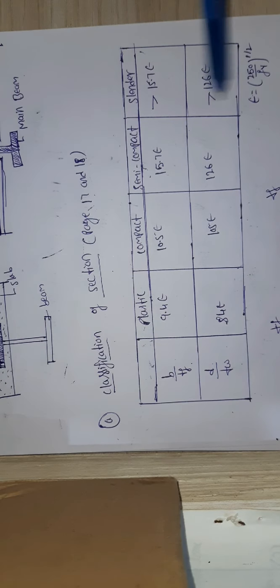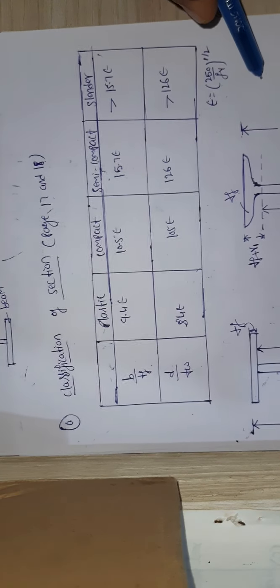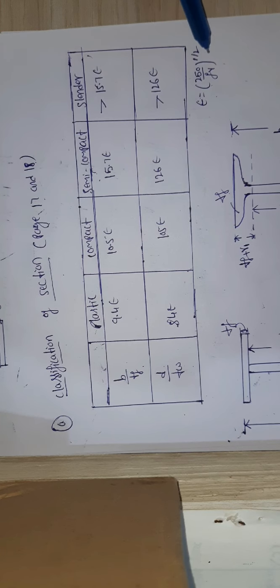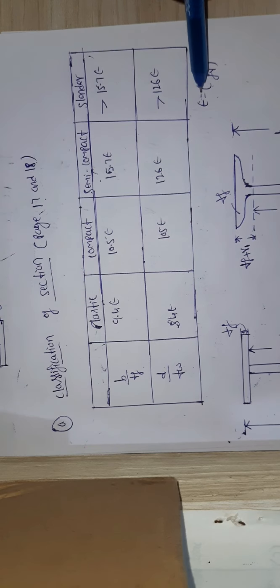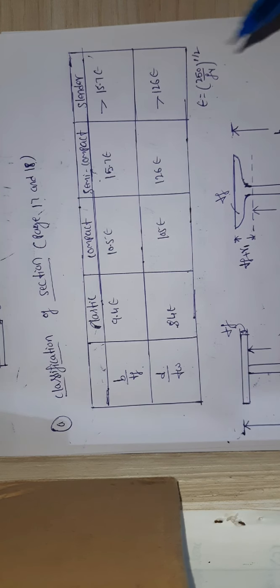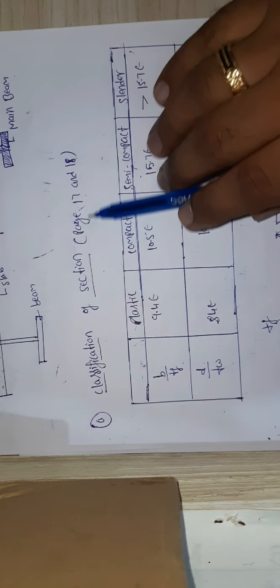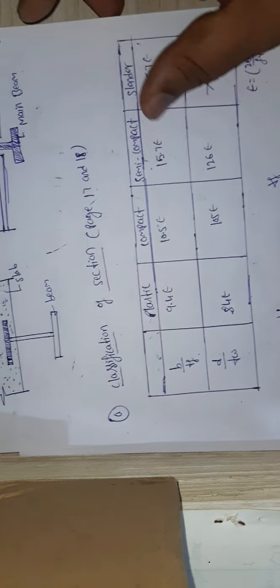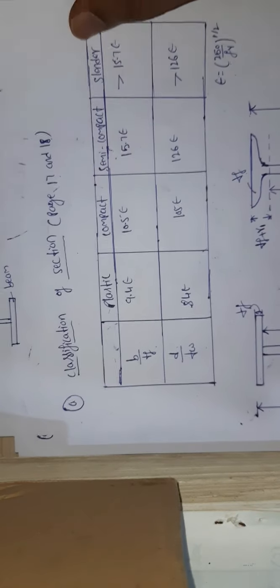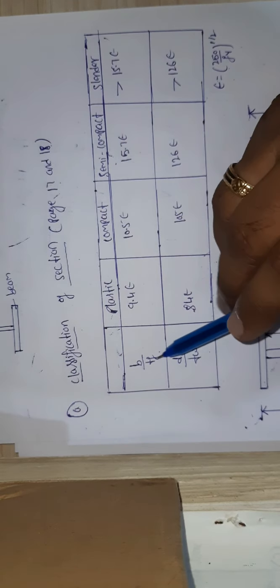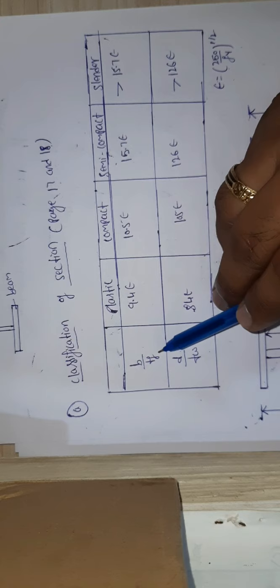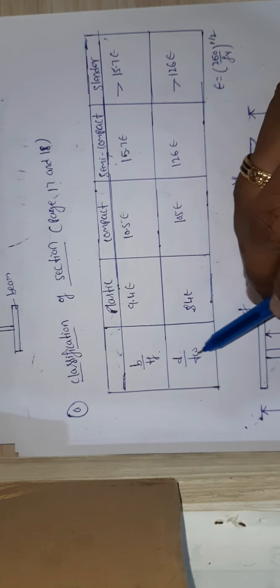Like this we need to do it. What is the epsilon here? Epsilon here is the square root of 250 by fy. fy is 250, so you can check, epsilon you will get is 1. So please remember, this classification is on page number 17 and 18 and table number 2. There you need to calculate. First I need to calculate B by TF and D by TW.